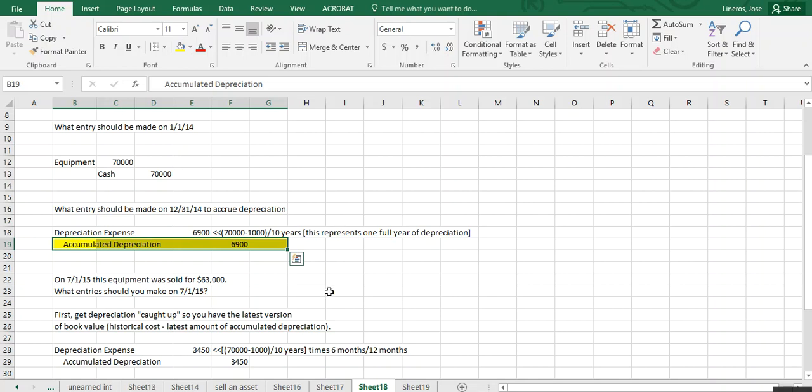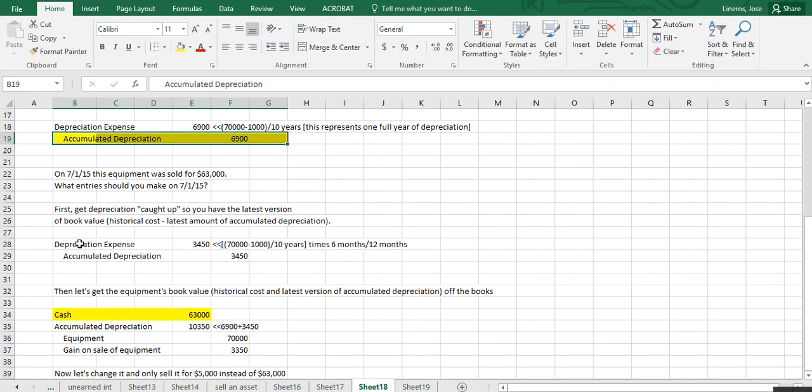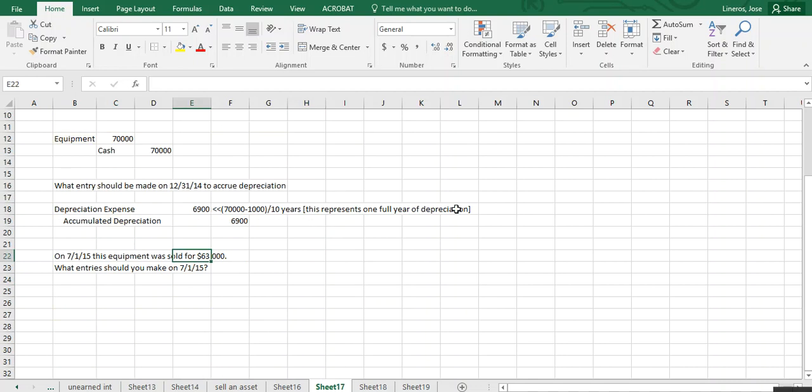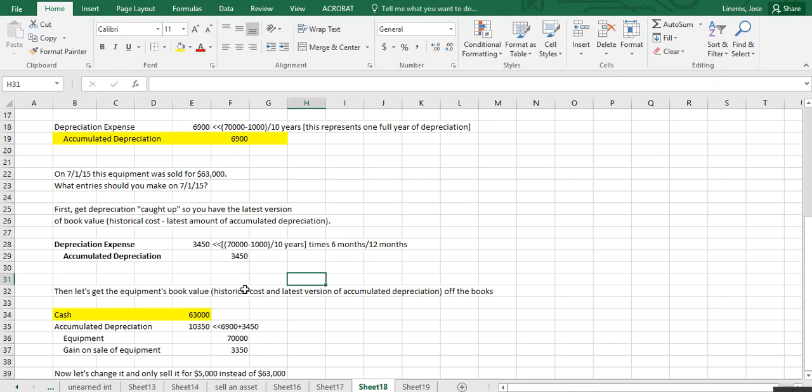Remember, we took 1 year's worth, but we sold this on 7/1. So the first thing we want to do is we want to come in here and we want to update depreciation. We want to bring accumulated depreciation up to the sale date of 7/1/15. Relatively easy. You'll notice that in the same way that we make an entry at year end for 70,000 minus the $1,000 salvage divided by 10 years. Remember, that's why I made an emphasis to say this represents 1 full year. But we're not going 1 full year. We're going halfway through the year, right?